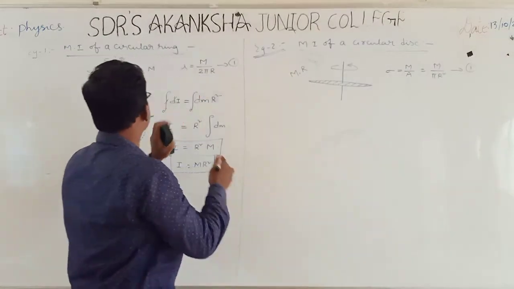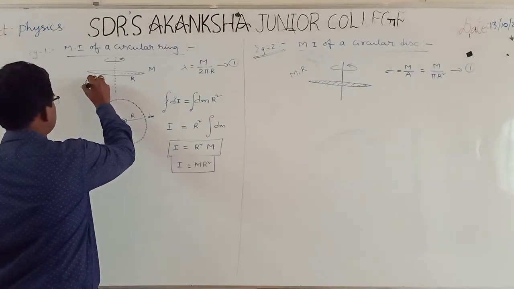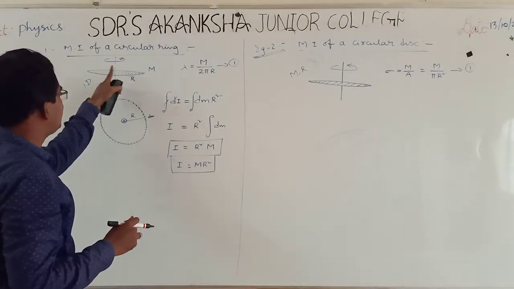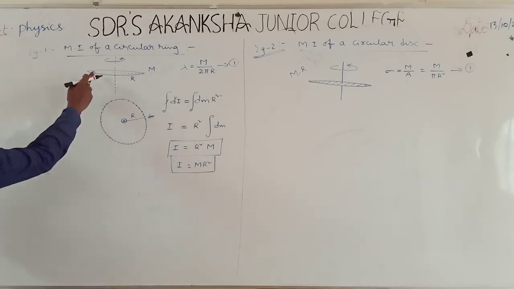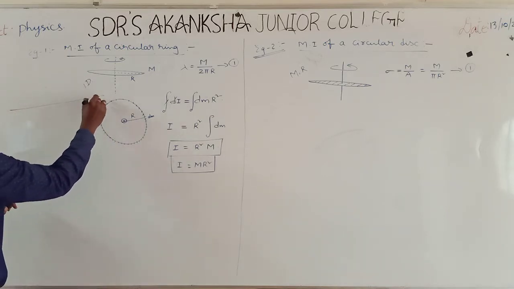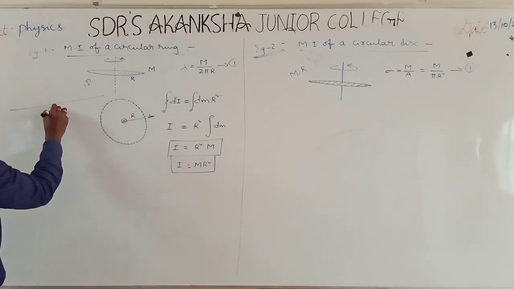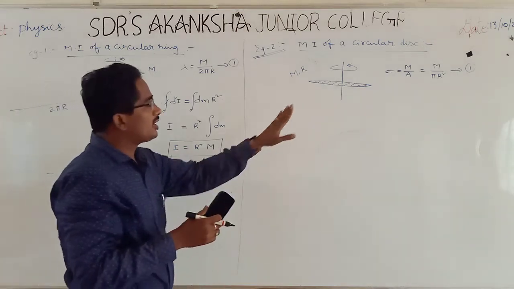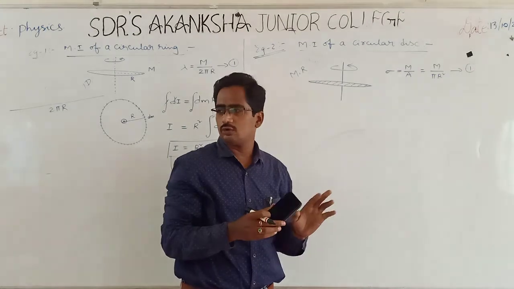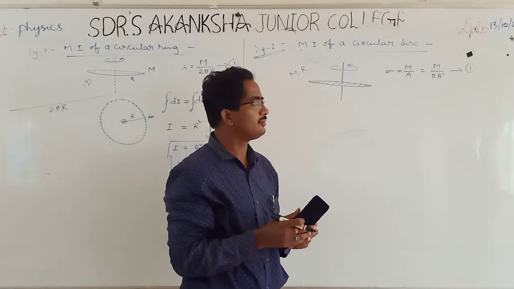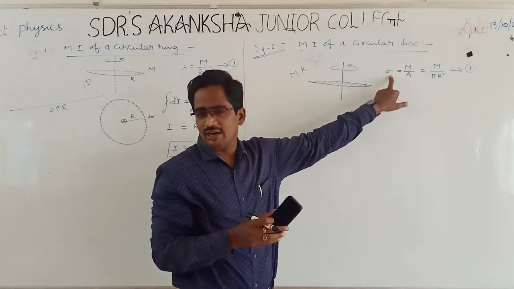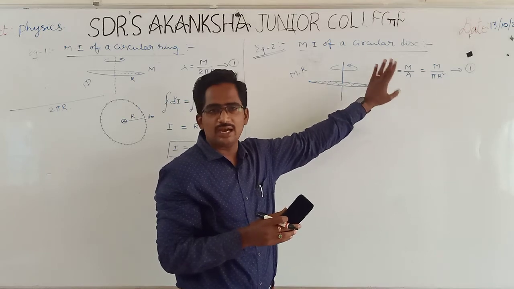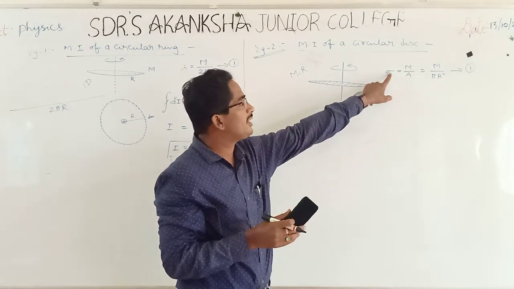But the ring is a one-dimensional object. Whenever you cut this ring and straighten it, you get a wire of length 2 pi r. Then it is said to be a one-dimensional object. But the disc is a two-dimensional object. Generally for a two-dimensional object, we define the surface density. Its symbol is sigma.